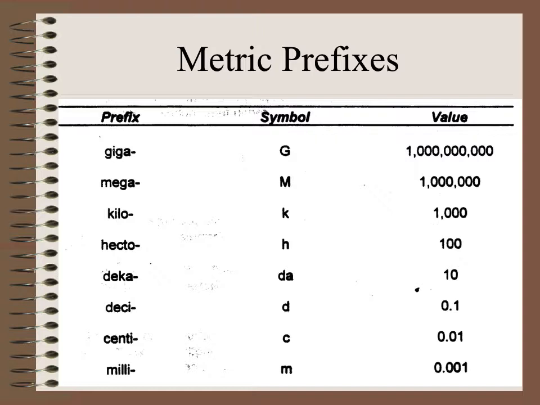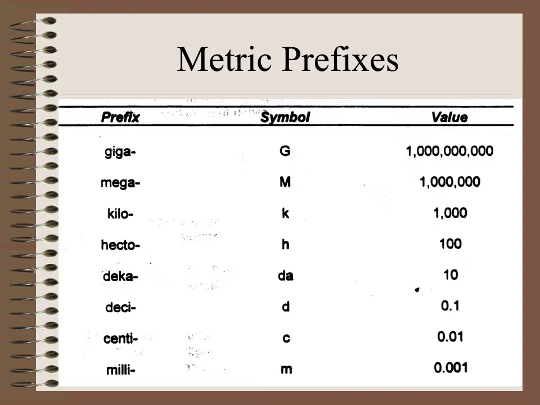Next we have kilo, which means 1,000 and is abbreviated as a lowercase k. Hecto, which means 100 and is abbreviated as a lowercase h. Next we have deca, which means 10. And this one's a little odd because it uses a two-letter abbreviation, DA.